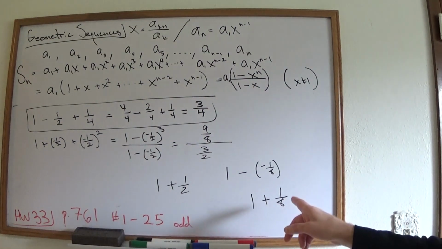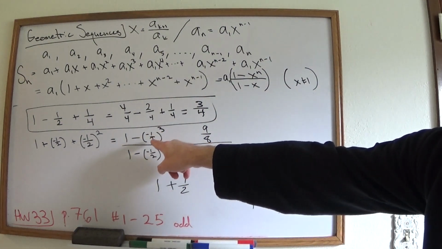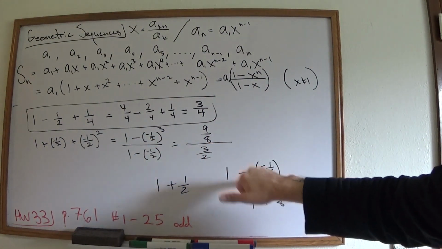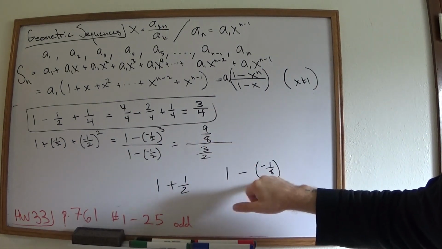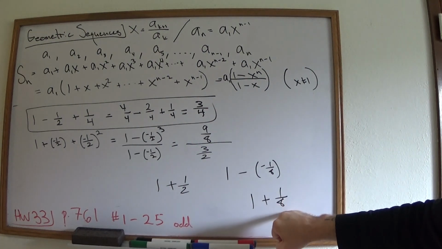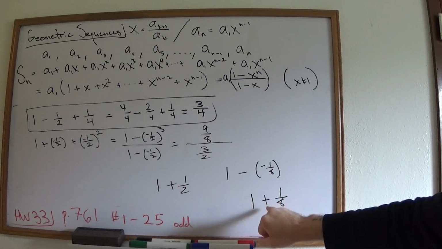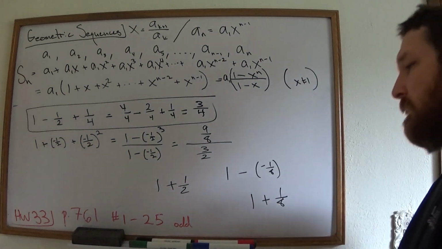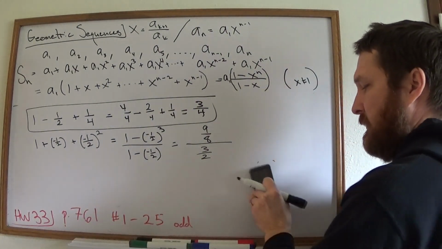I think that works, right? Cube a negative, it stays negative. Cube the 2, it becomes 8. 1 minus that thing is 1 plus that thing. That's 8/8 plus 1/8 is 9/8. Yes, okay, good. So now let's keep going.